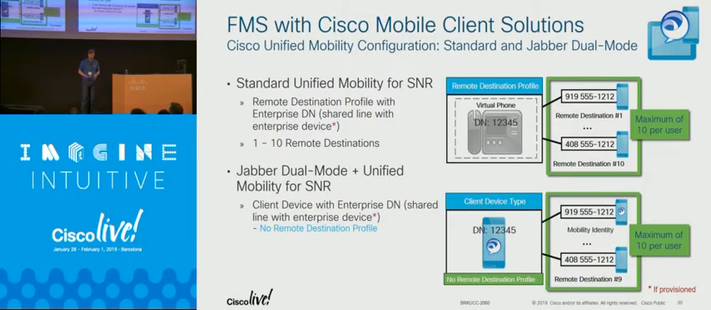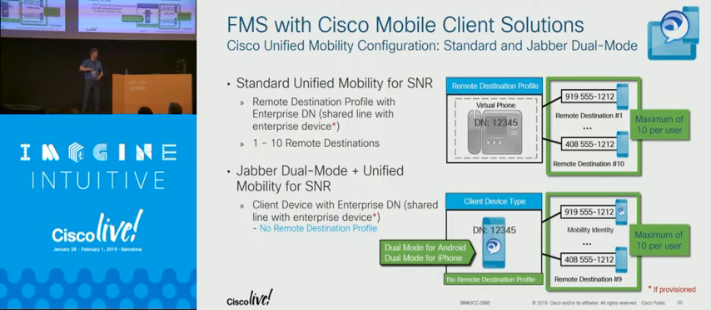The same idea applies when we have a Jabber dual mode device, a mobile device having both a Wi-Fi or IP capability as well as a mobile data capability. In this particular case, we're going to define a client device type within Communication Manager. This is our Jabber dual mode for Android, dual mode for iPhone. And in this particular case, we don't need a remote destination profile.